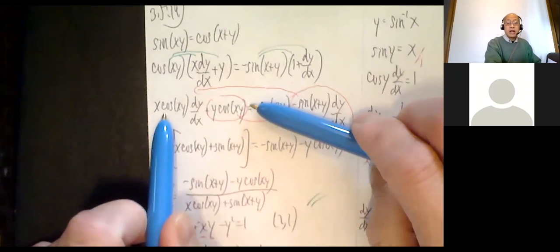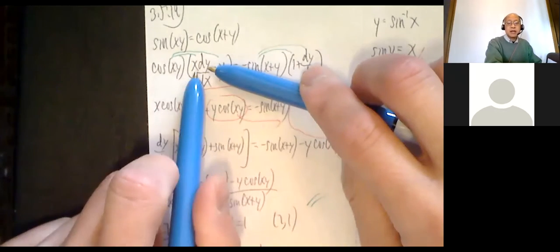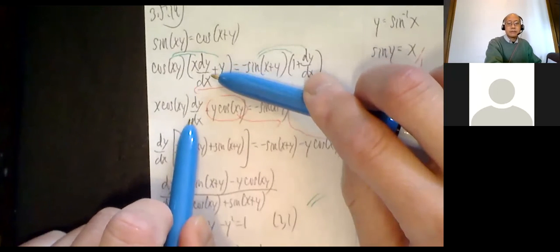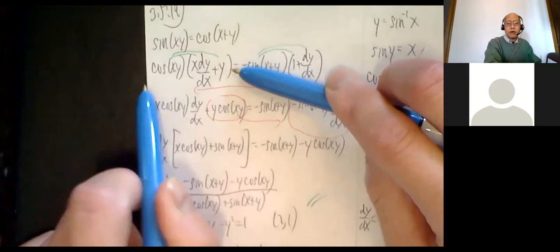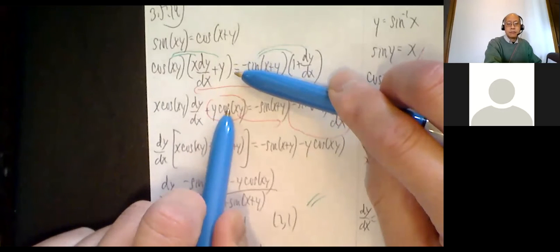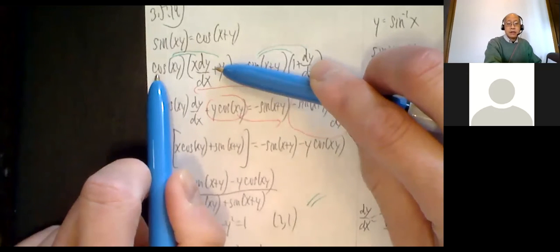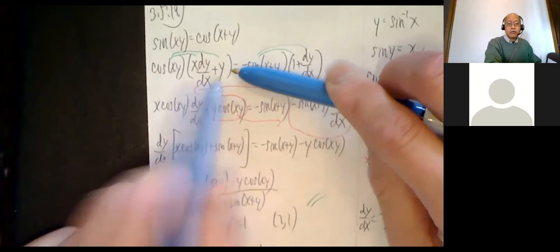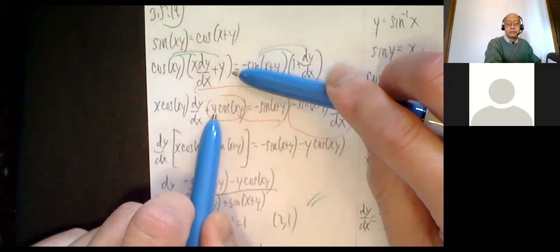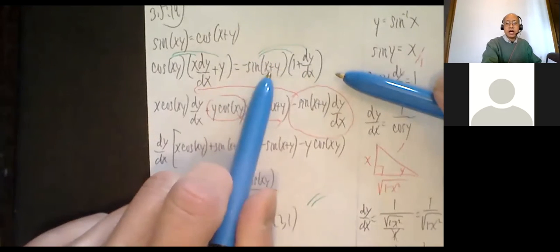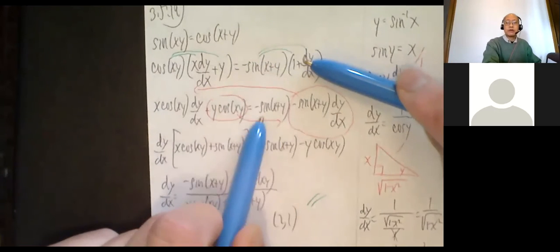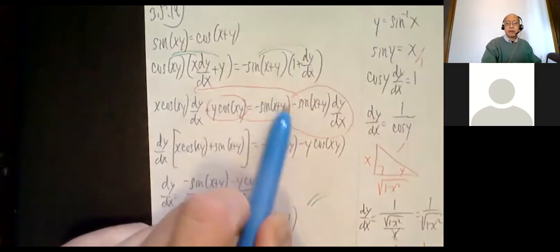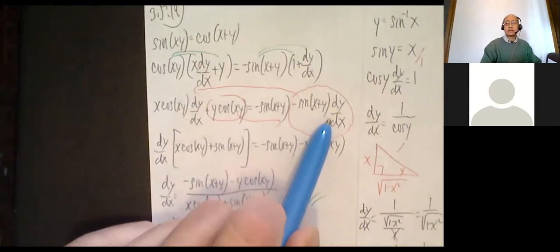Okay, so let's see. Cosine xy times x dy/dx becomes x cosine xy dy/dx, plus distribute y cosine xy. So one more time: this times that, there's an x cosine xy dy/dx plus y cosine xy. This side, negative sine of blah, blah, blah times 1. If it's times 1, you just leave it alone, right? Then how about times dy/dx? Well, it's minus sine(x + y) dy/dx.